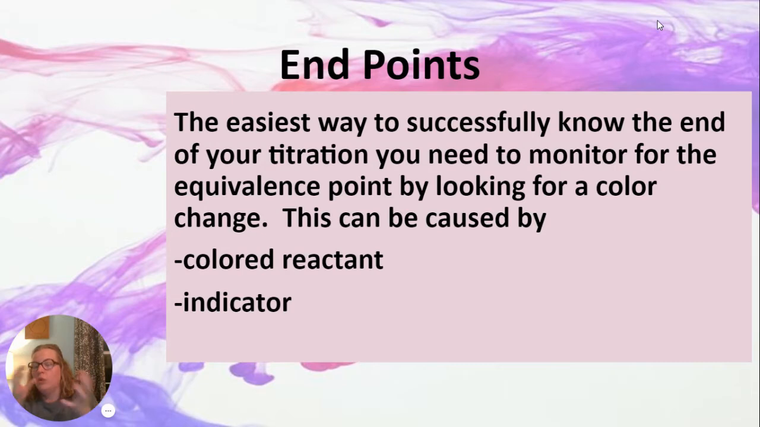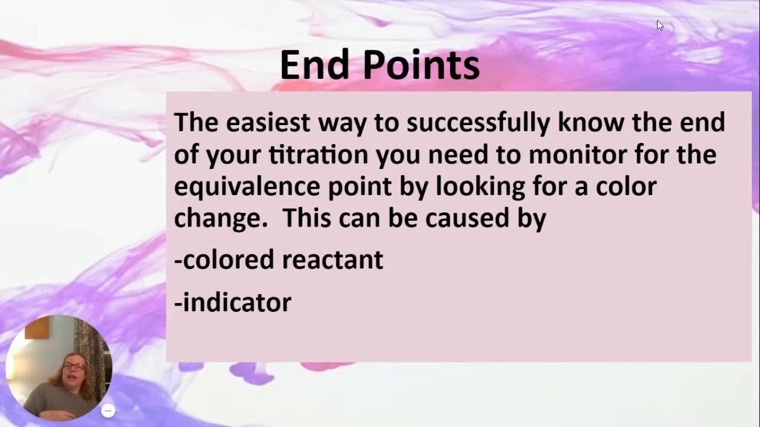And then those two things, once they are equal, we want to see that color change happen so that we know to stop our titration. Now, you could use a piece of equipment like a pH probe or an electrical conductivity meter or something like that. But in terms of having real quick data, the easiest thing to do is to look for something that changes color. And you get color change happening in one of two ways.